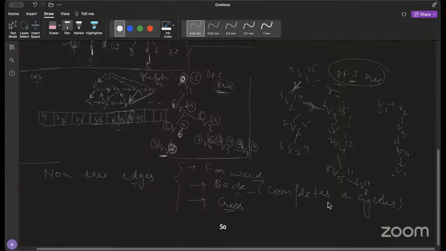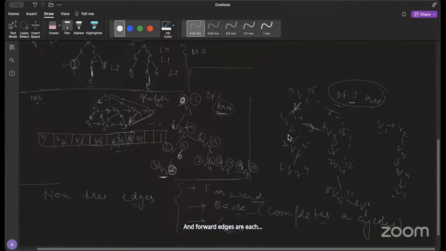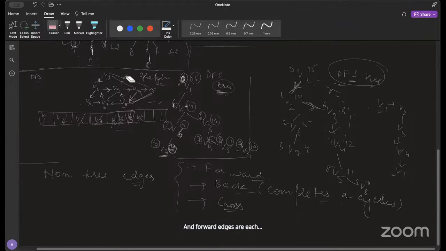So back edges are the ones that complete the cycle, and forward edges are if your original graph was like this. Let's remove this thing and let's make this V1 to V4 instead. Then the direction would be this, right? Because now this is no more a cycle. This edge is opposing the cycle. That's why it's a forward edge. Then your V1 to V4 would be a forward edge.